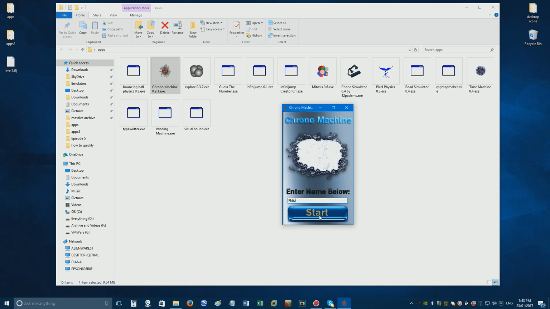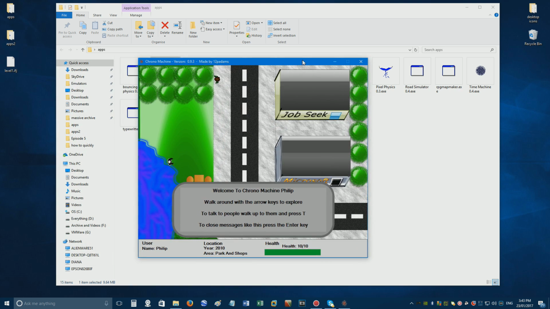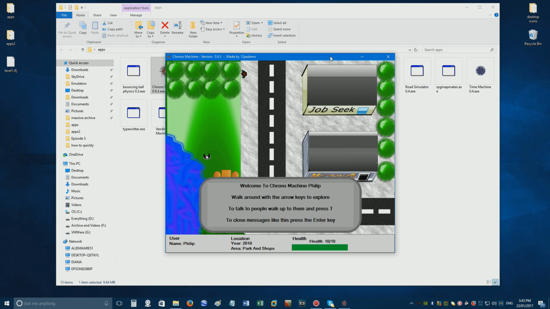It's just annoying me. Okay, so here I made all these graphics in Fireworks. Welcome to Chrono Machine, Philip. Walk around with the arrow keys to explore. To talk to people, walk up to them and press T. To close messages like this, press the Enter key.